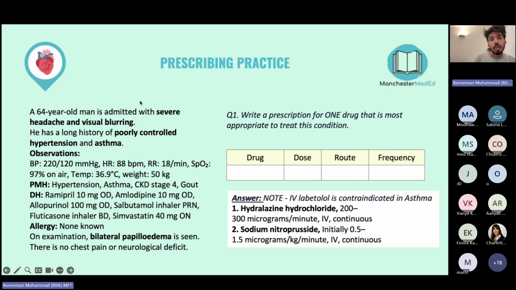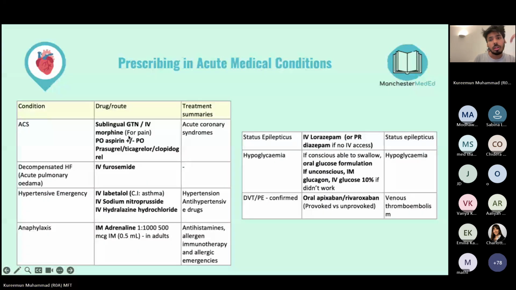Going along, if you can just follow this format, this will help you a lot. This is a list of acute medical conditions which you can be asked about during the PSA. I've made up that list, taking into consideration a lot of commonly occurring medical conditions in hospital as well as in the PSA.